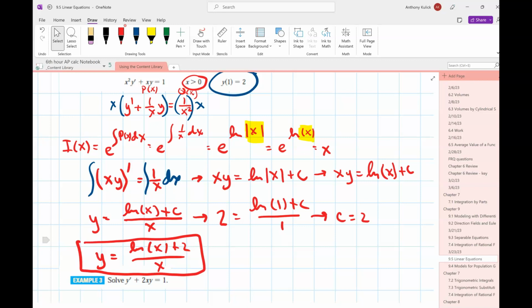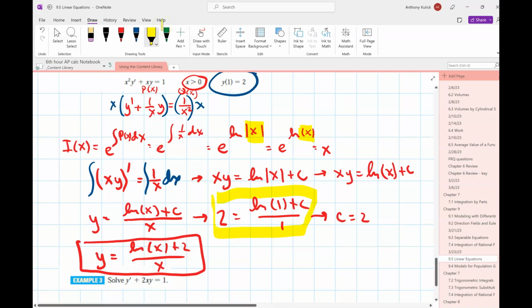Jillian, can you explain how the C goes away again? Well, the C I solved for in this step, right? The natural log of 1 is 0. So 0 plus C divided by 1 is just C. So I have C equals 2. And then I just plugged it in here to write 2 in my final answer. Okay, because we knew y of 1 was 2, so that's why we could plug that in. Exactly right. Yep, you got it.